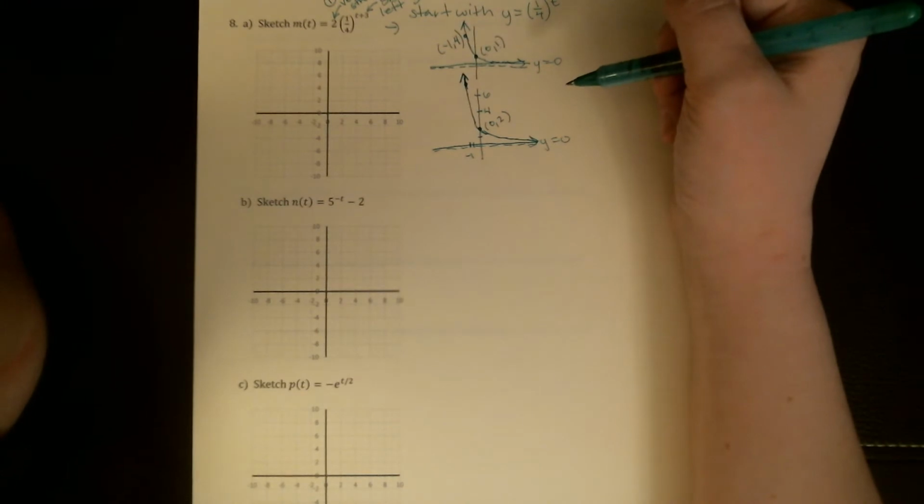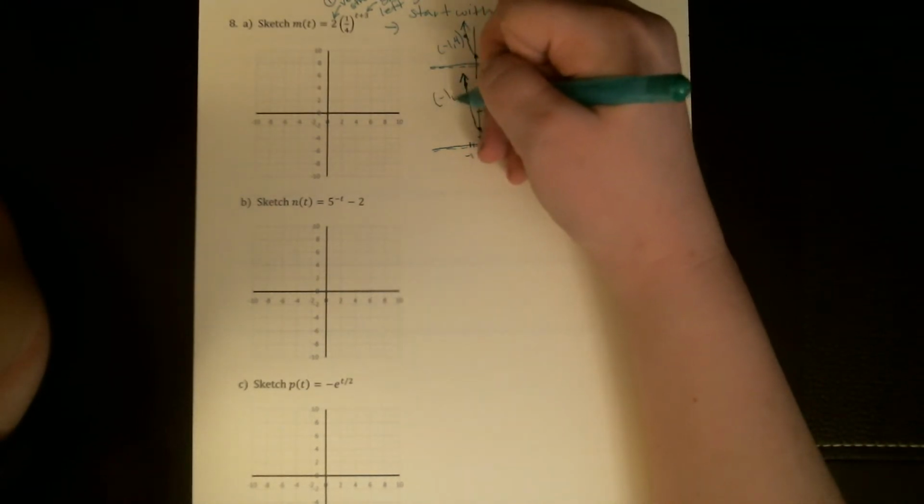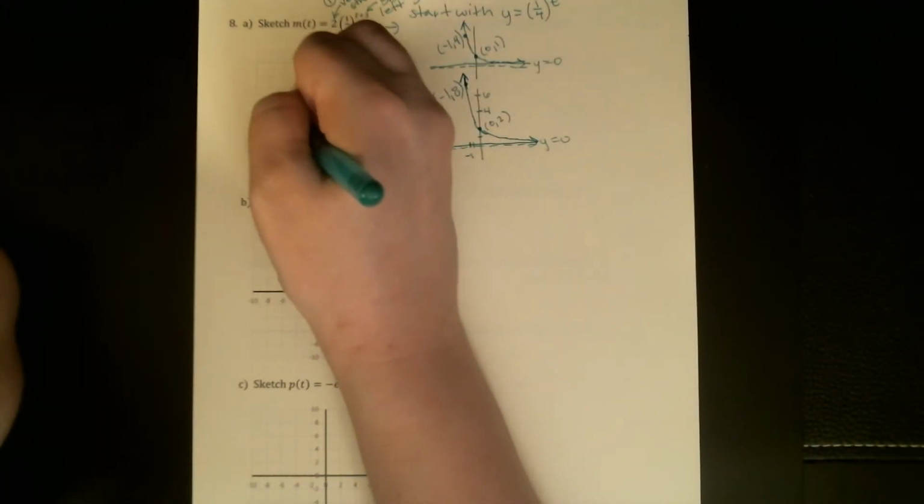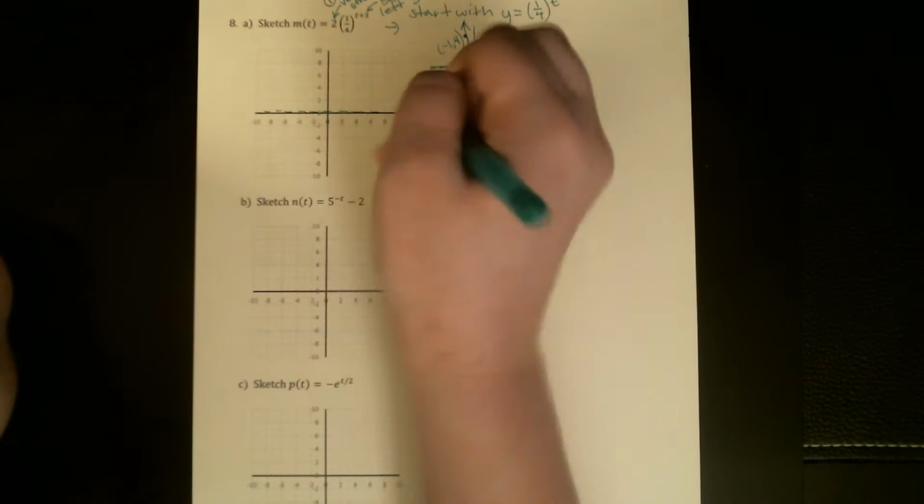And then we need to shift everything to the left 3. The shift to the left also won't affect our horizontal asymptote, so we still have the horizontal asymptote along the x-axis. Make sure you draw and label your horizontal asymptote every time. I will be checking for that. That's one of the ways you can show me that you really followed and didn't exclusively get information from your calculator.